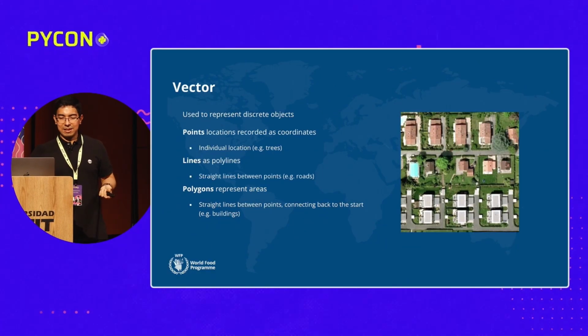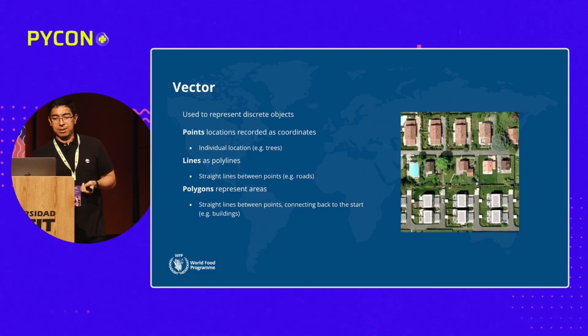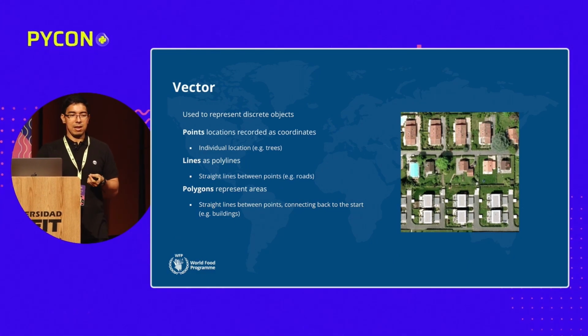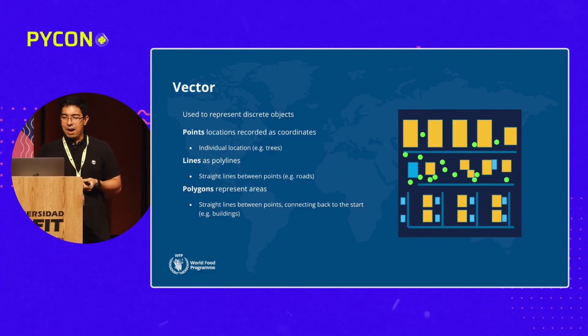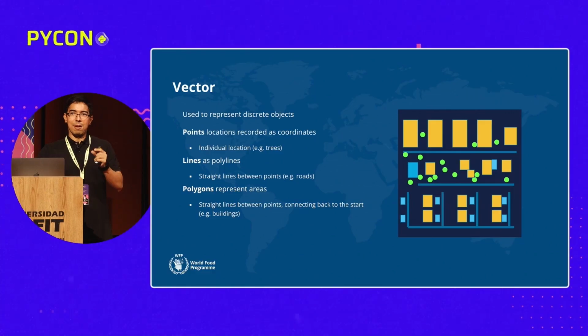The discrete objects are considered vector data. These objects can be points, lines, and polygons. These are examples of points, these are considered lines, which represent roads, and these are polygons, which are considered the buildings. And we can digitize them and have that information as geometries.